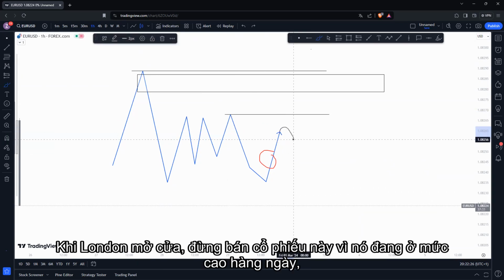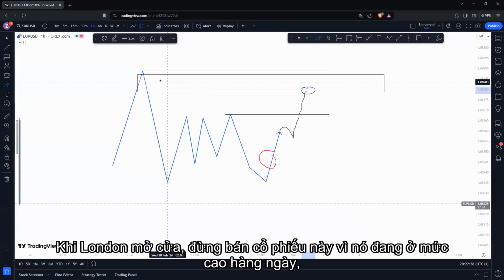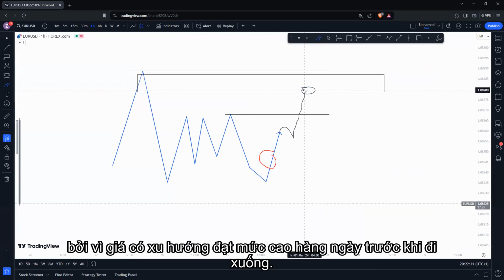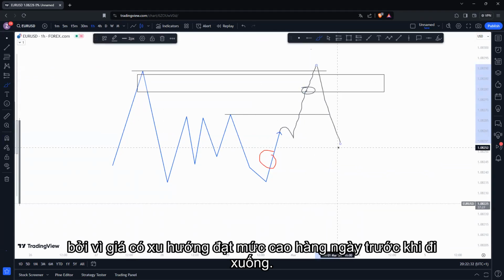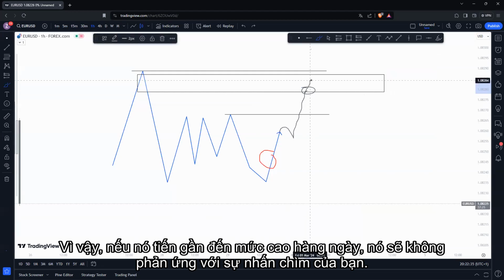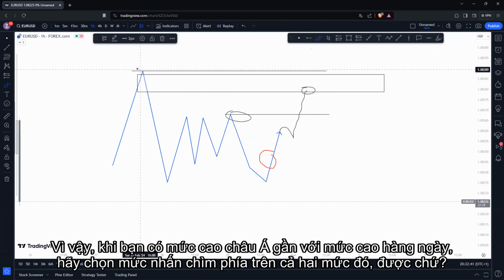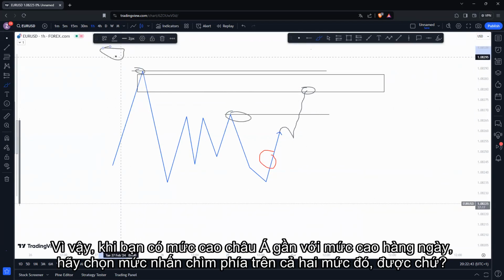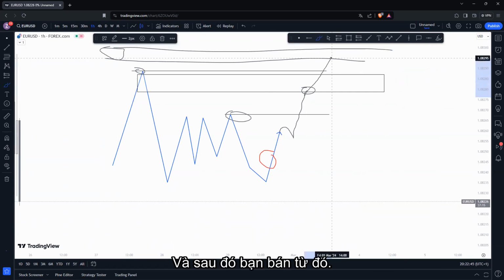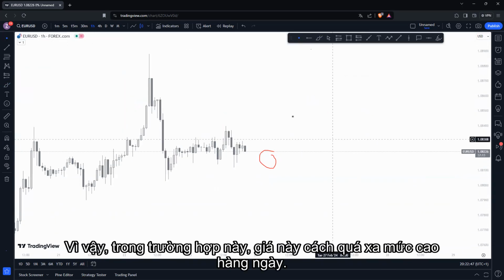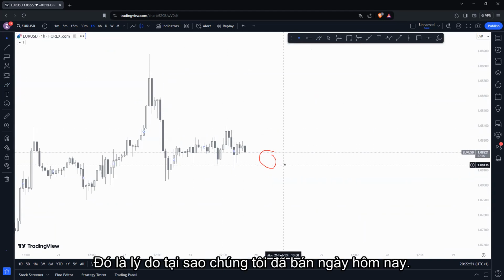When London opens, do not sell on this one because it is on the daily high, because price tends to take the daily high before going down. So if it goes close to the daily high, it will not react from your engulf. It will take it and then go down. So when you have Asian high close to the daily high, pick an engulf above both of them, okay? And then you sell from there. Yeah, so in this case, this one was way too far from the daily high. That's why we sold today.